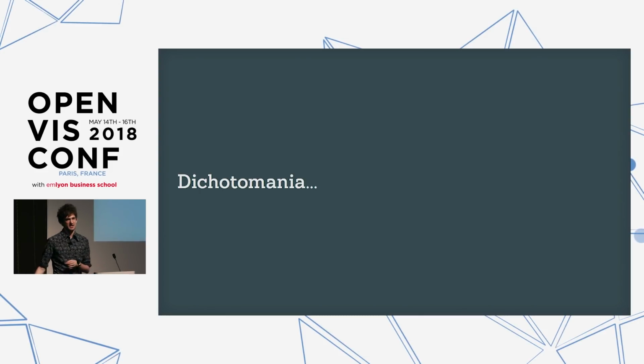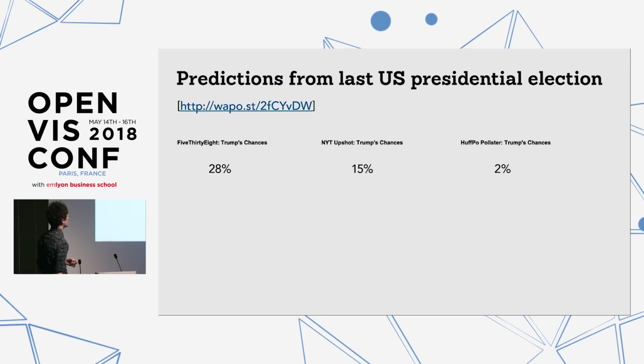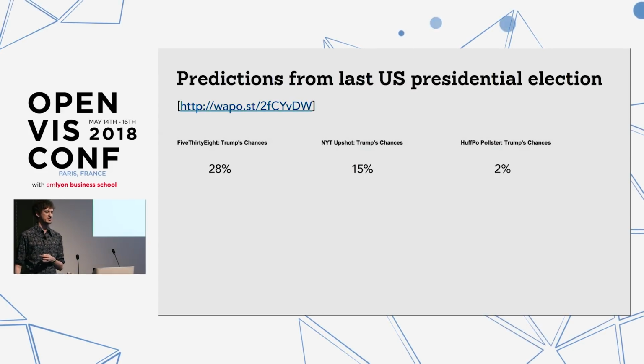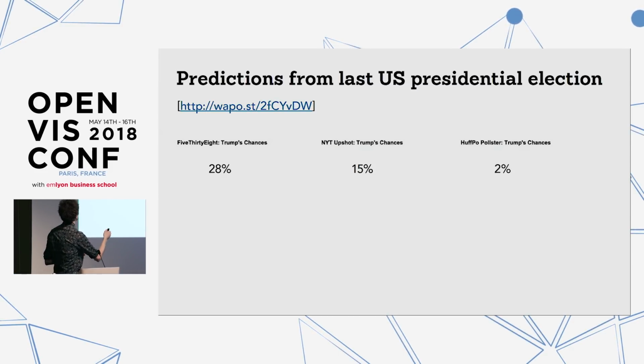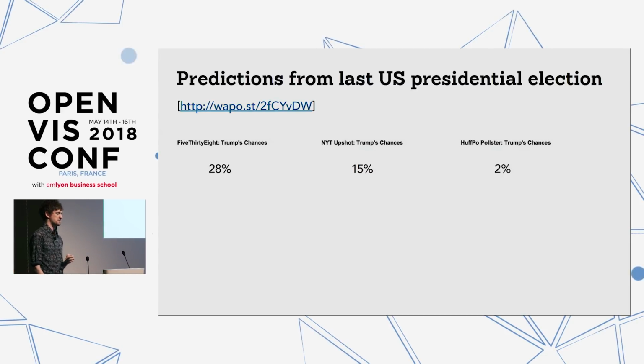Another example of dichotomania recently experienced by probably the world, predictions from the last US presidential election. So these are poll aggregator forecasts of the probability of Trump winning the election. A lot of people got mad at the poll aggregators because 28% seems low, therefore I'm surprised that Trump won the election.